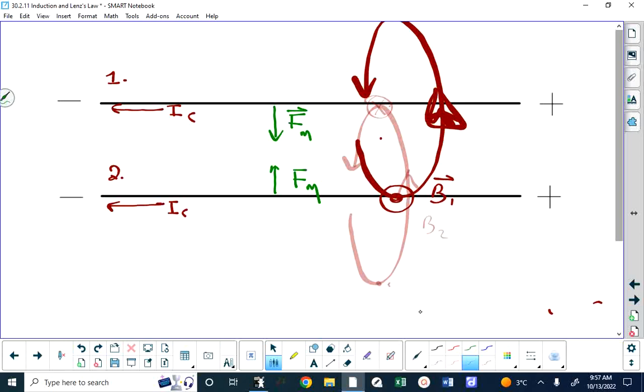You can go through the same procedure. If you switched one of the currents, you would discover the forces are in opposite directions.